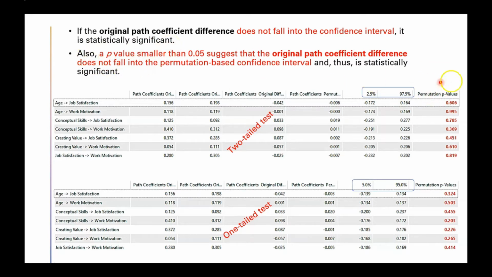Also, focusing on the permutation p-values, a p-value smaller than 0.05 suggests that the original path coefficient difference does not fall into the permutation-based confidence interval, and therefore it is statistically significant. Alright, now let's go to SmartPLS to assess the significance of the path coefficient differences.